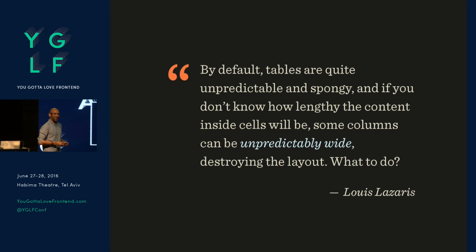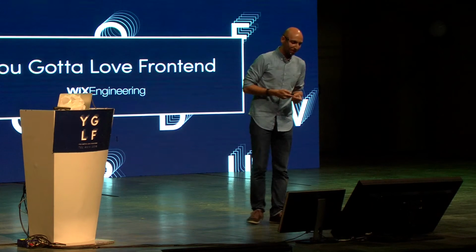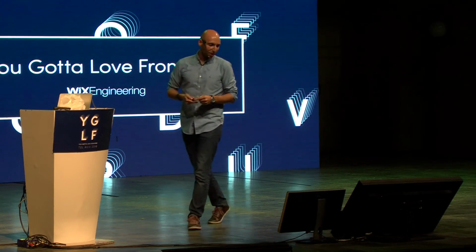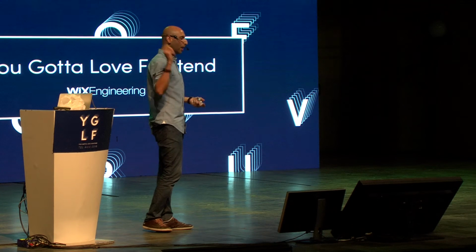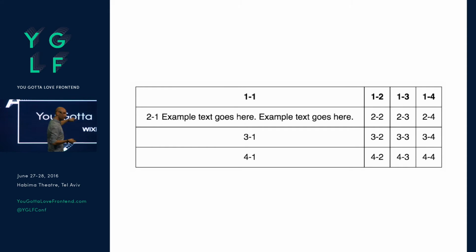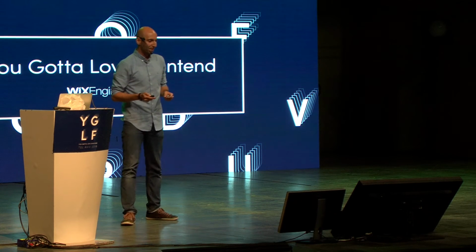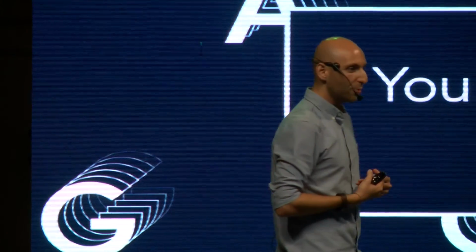Okay, so here's another thing, tables. Now, by default, tables are quite unpredictable and spongy, and if you don't know how lengthy the content inside cells will be, some columns can be unpredictably wide, destroying the layout, right? For example, like this, where you don't have real control over how tall or how wide some of the cells are going to be. Is there any way to make it fixed? Because if you just use default behavior in browsers, that might be a bit weird and unpredictable.